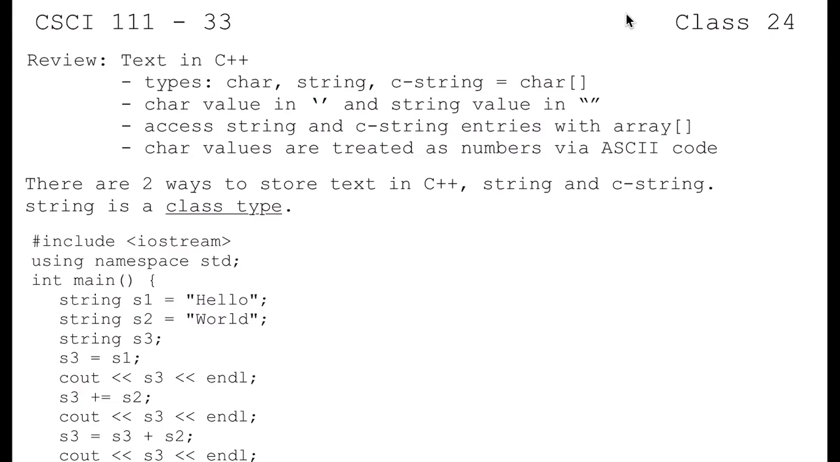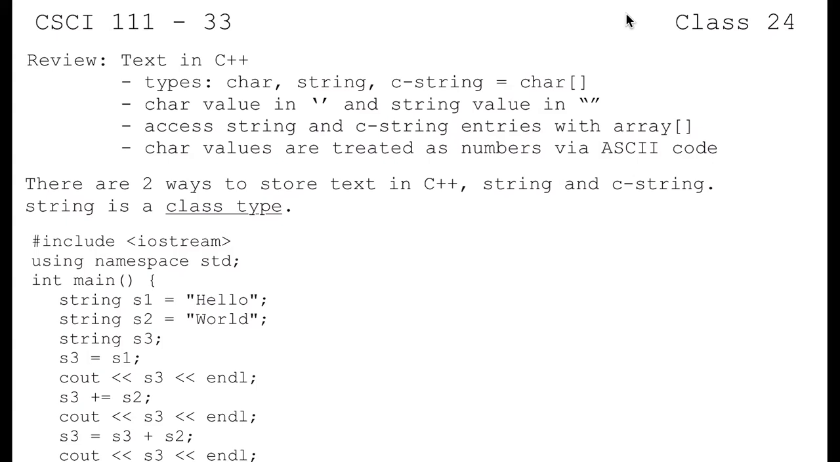Okay, so last class we talked about different types we used in C++. There are 3 different types we see. One is the char. Char is used to store only one single character, and the char value goes in single quotes. The string can store a sequence of characters. Similar to string, you have C string, which stores the sequence of characters in a character array, and the string value is stored in double quotes.